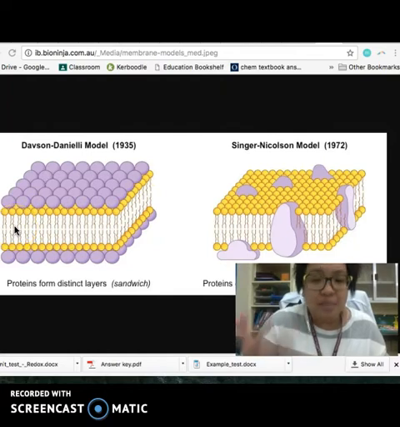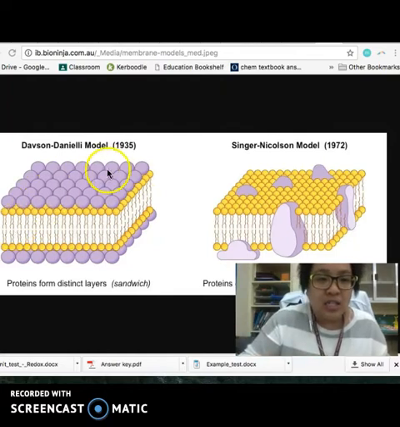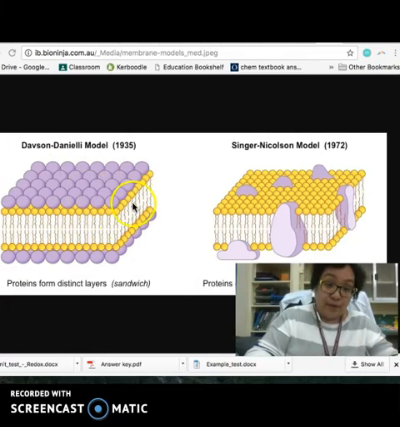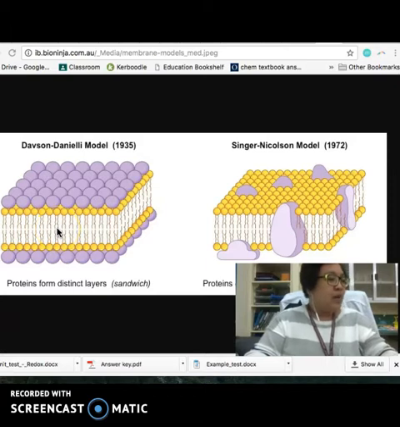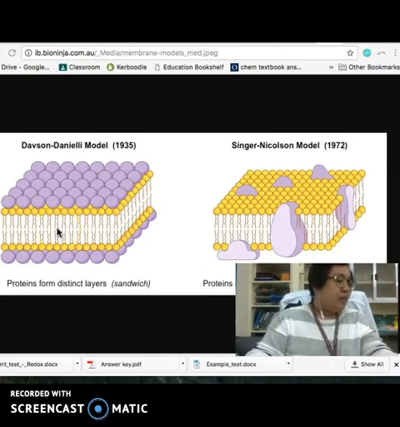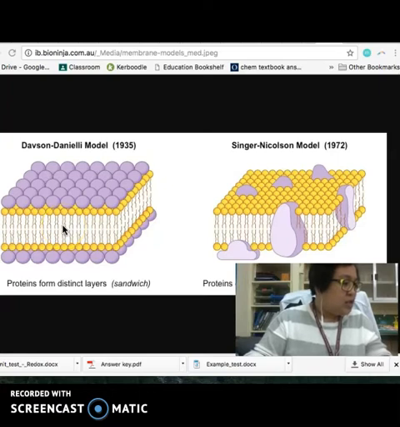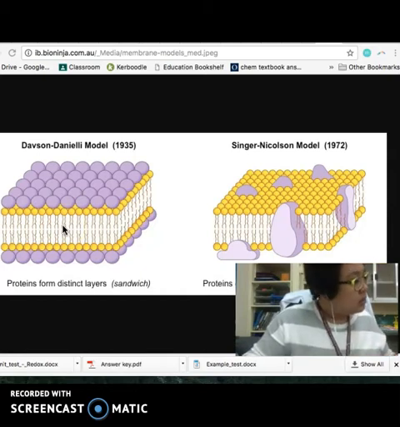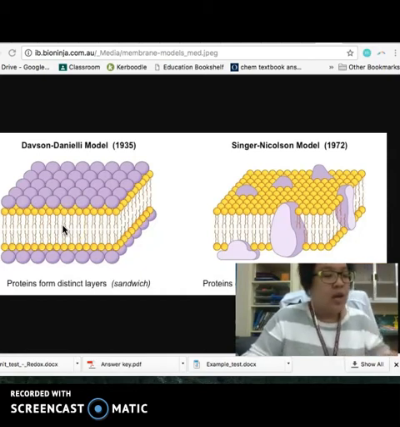How could that be if Dobson and Danieli say the proteins are on the outside and on the inner membrane, not inside? Therefore, this doesn't hold weight if, in fact, there are proteins inside. Another experiment that disproved this was the structure of membrane proteins.